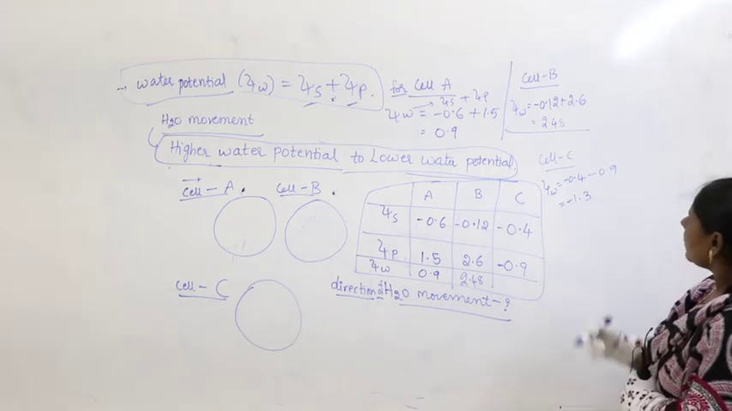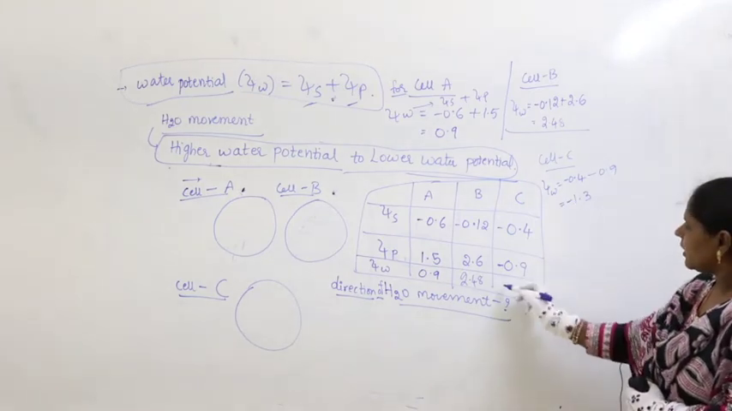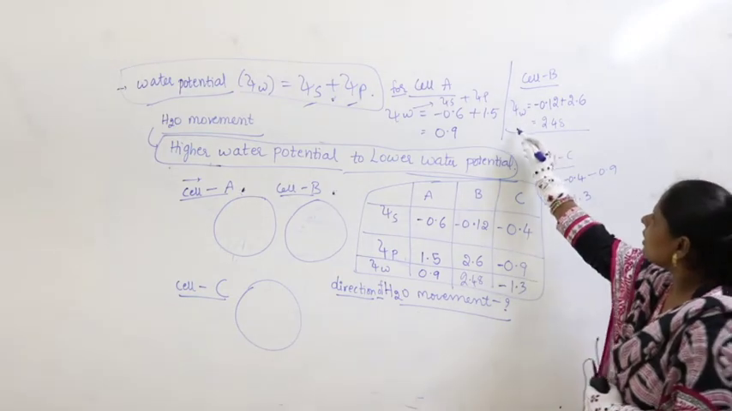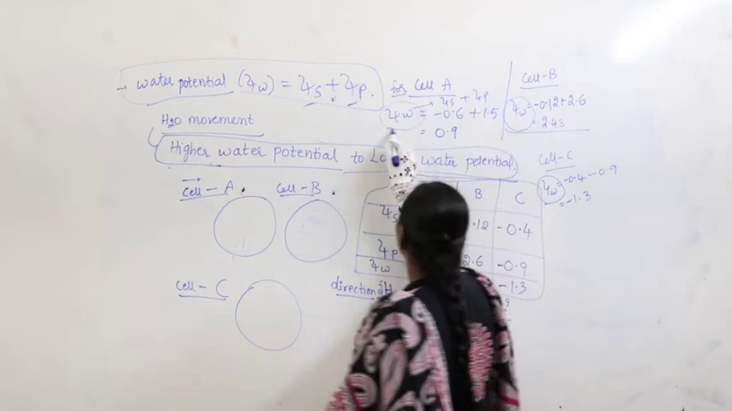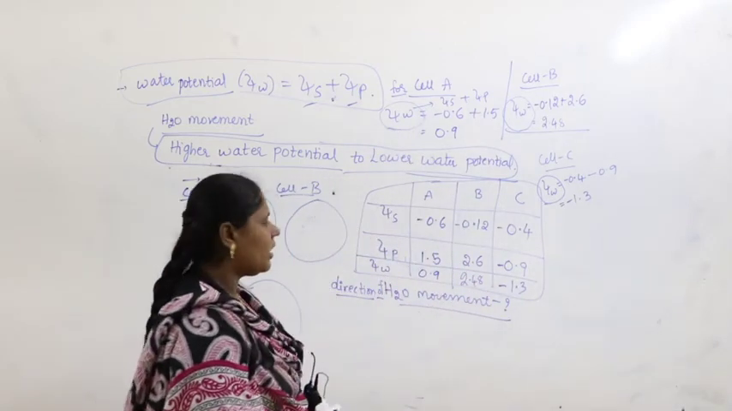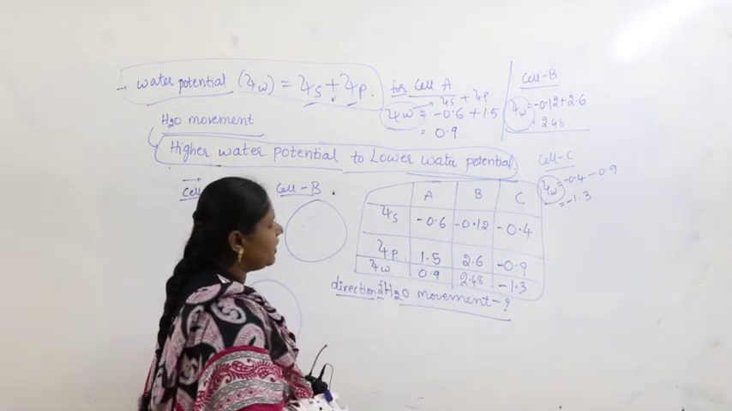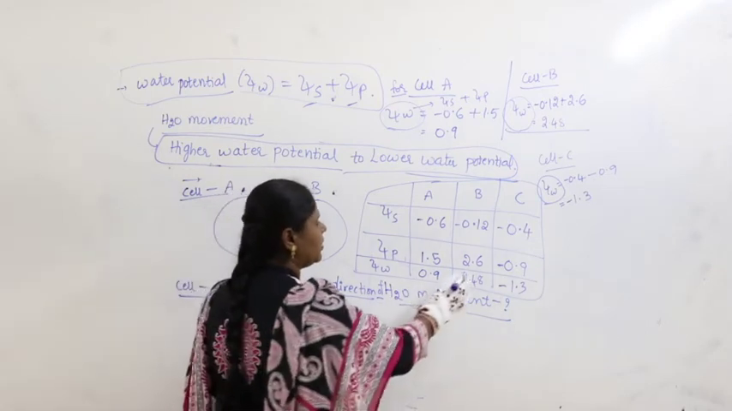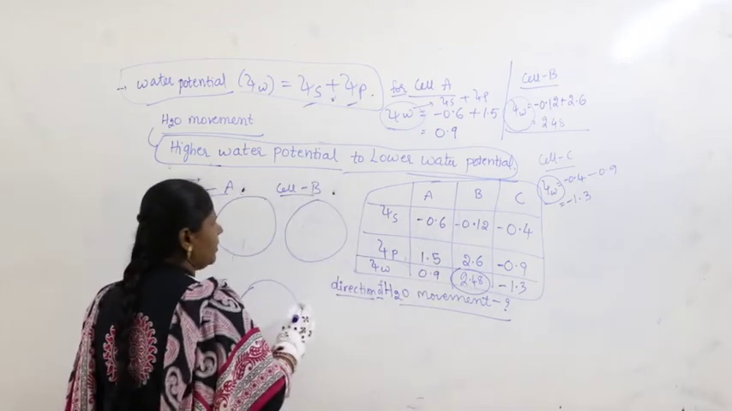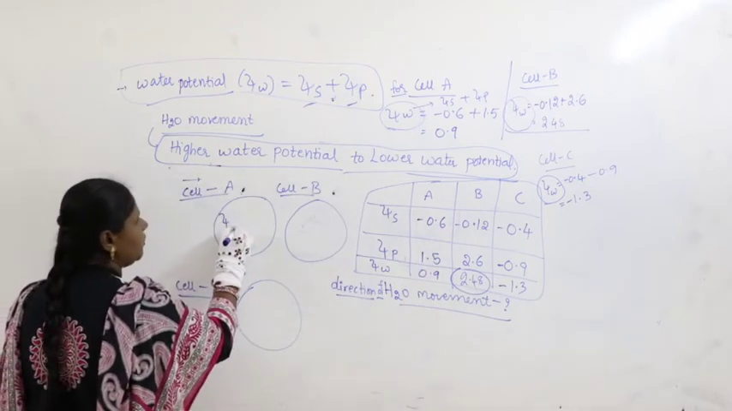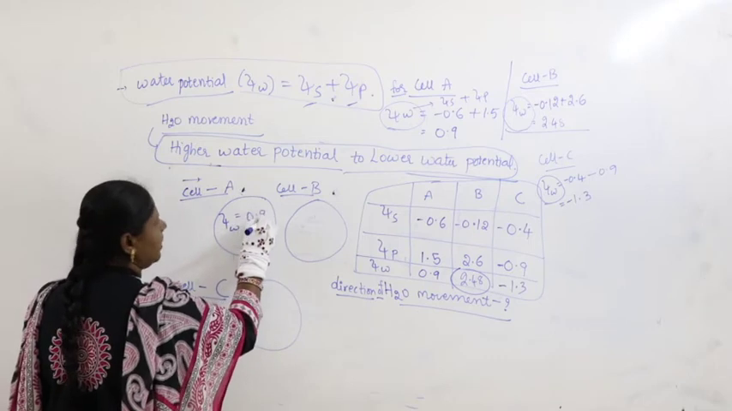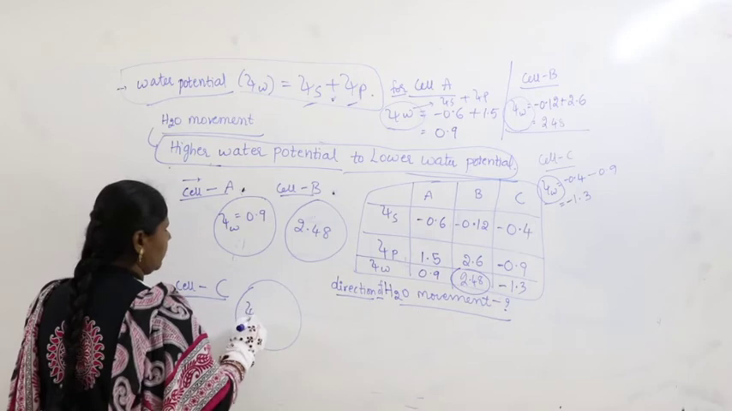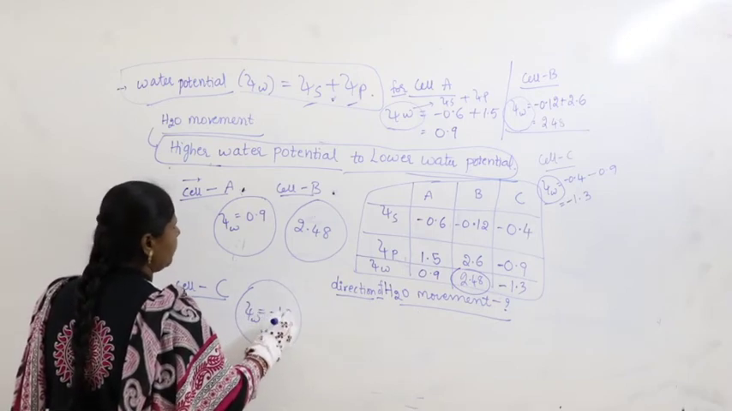Yeah, minus 1.3. So you will get minus 1.3, that is the water potential value. These all are water potential values, right? Now, where to where does the movement happen here? See, which one has the highest water potential? This has the highest water potential. So I can write here: the water potential of A is given as 0.9, B is given as 2.48, and C is given as minus 1.3.